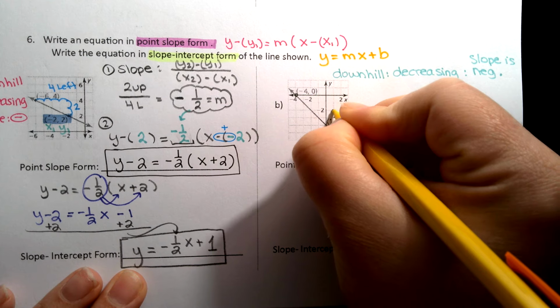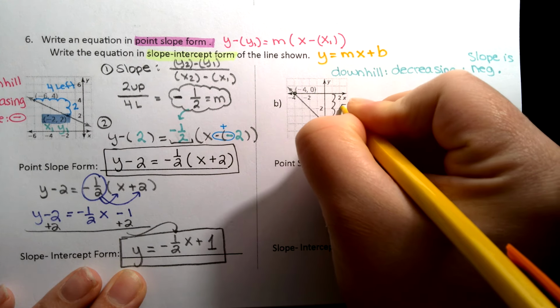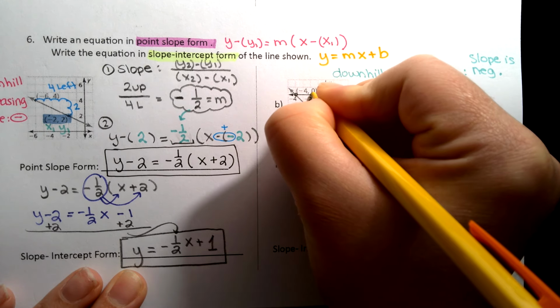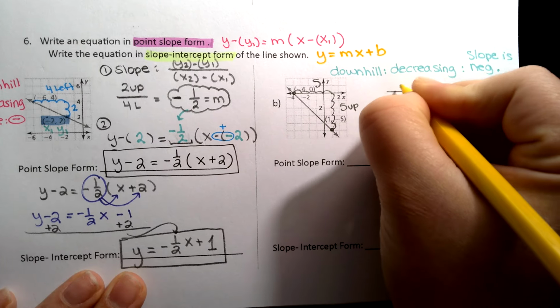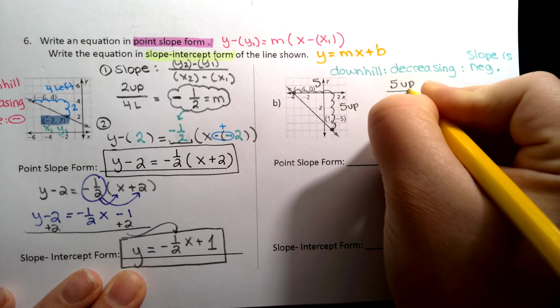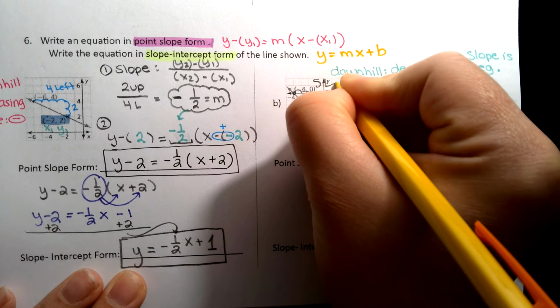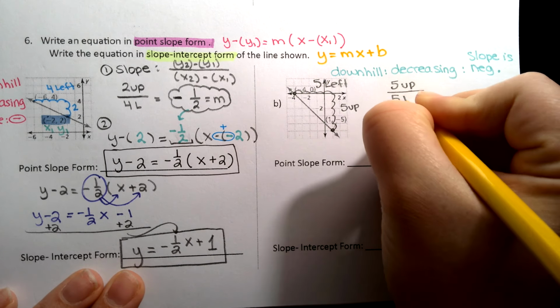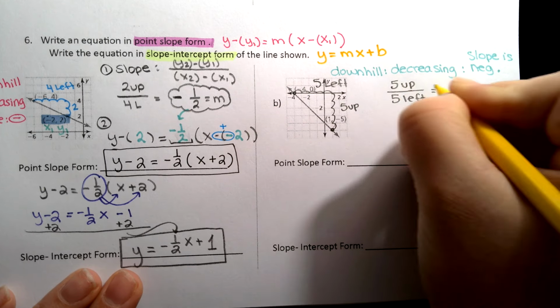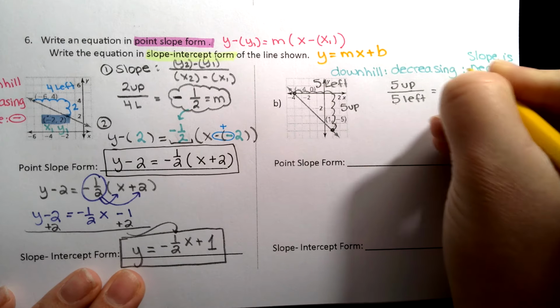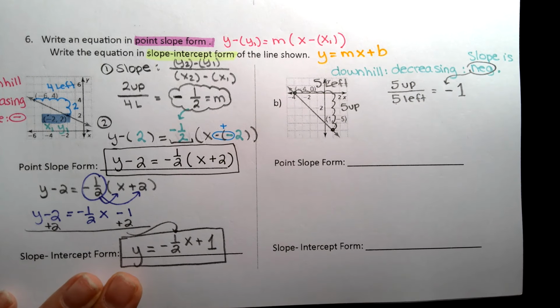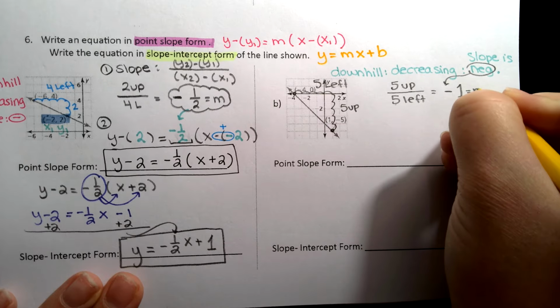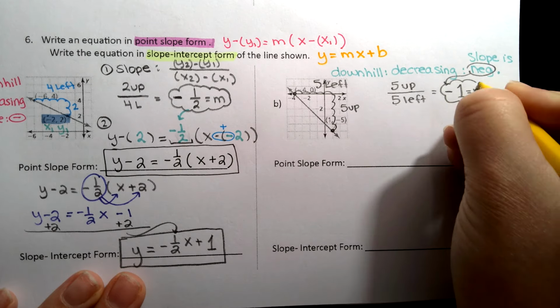1, 2, 3, 4, 5. 1, 2, 3, 4, 5. Again, you always want to write the up in the numerator. And then we go left 5. So that means 5 divided by 5 is 1. But the slope is negative because we are going downhill. So that means I have a negative 1 as my slope.